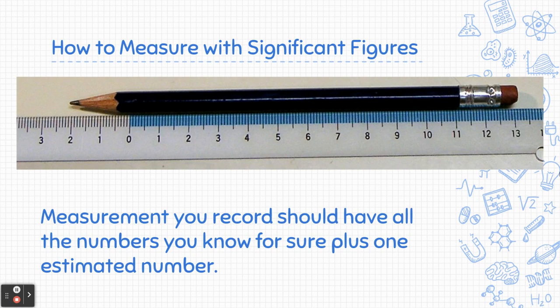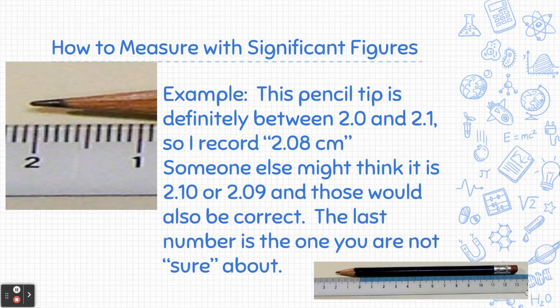So if I'm measuring this pencil with significant figures, I want you to give me all the numbers plus one to estimate the number. So these are centimeters on this little ruler, and don't get confused. There is a zero somewhere in the middle. So the left side is negative and the right side is positive.